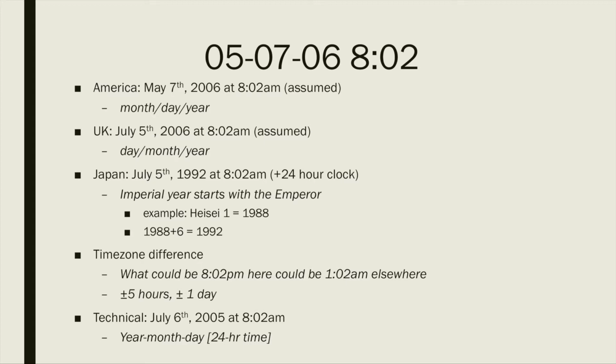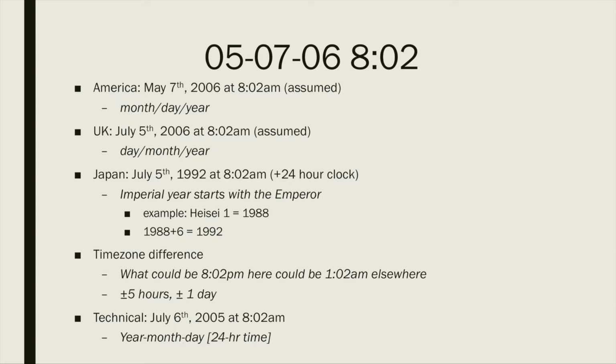In Japan, this could be July 5th, 1992 at 8:02 a.m. because they have a 24-hour clock. But additionally, their years start with the imperial calendar, which basically means that whenever an emperor takes over, their year system, as far as their imperial calendar system goes, starts at 1. So for example, the imperial calendar is the Heisei calendar. So Heisei year 1 is 1988. Add 6 years, that's 1992. So Heisei 6 is 1992.